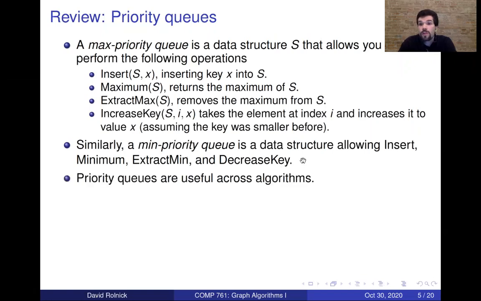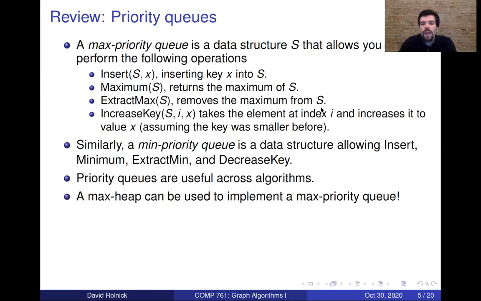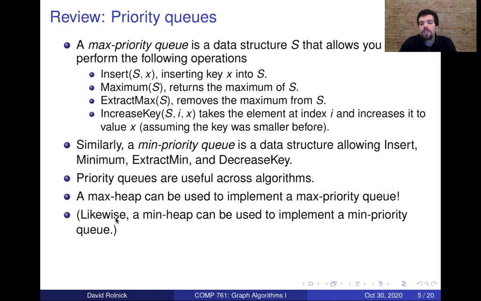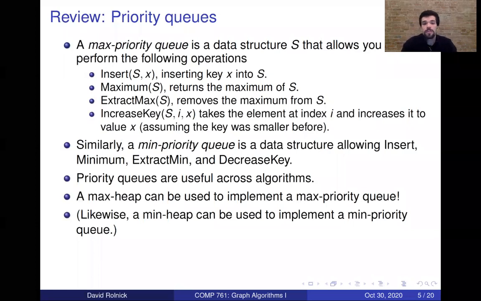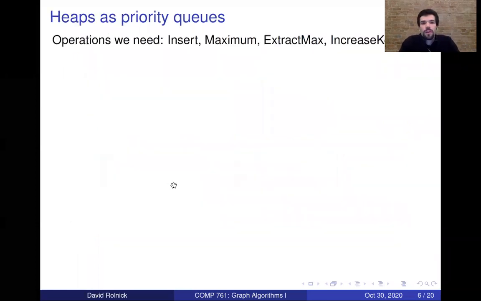So priority queues are useful across a lot of situations. We'll see a situation very soon. And the thing which we didn't go into last time, but which is really cool, is that a max heap can be used to implement a max priority queue. And similarly, a min heap can be used to implement a min priority queue. So we're going to start out by seeing why this is true. So the operations, again, that we need for a max priority queue are insert, maximum, extract max, and increase key. So let's go through each of them in turn.